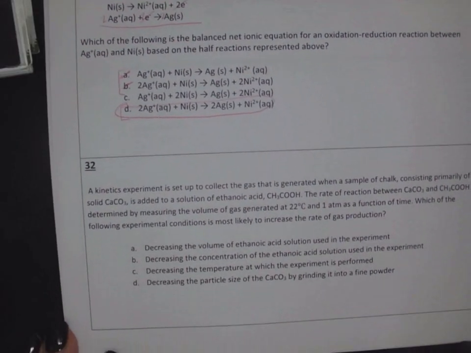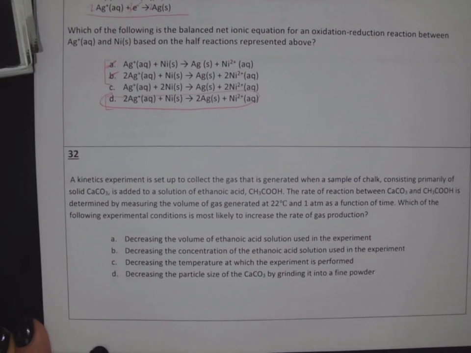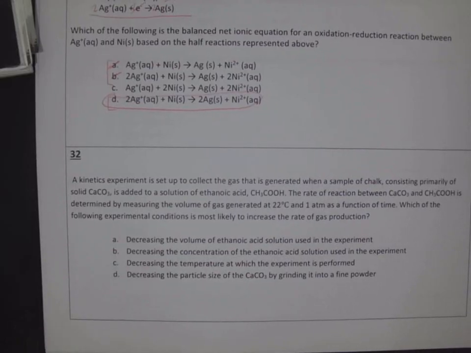Okay, number 32. I have all this cool information, but I want to know what it's asking, so I'm going to jump to the end. I'll go back to it in case I need it. So the question is, which of the following experimental conditions is most likely to increase the rate of gas production? So there's 5 factors that make reactions happen faster or slower. Temperature, concentration, particle size or surface area, state of matter like a solid, liquid, or a gas, and then the presence of a catalyst.